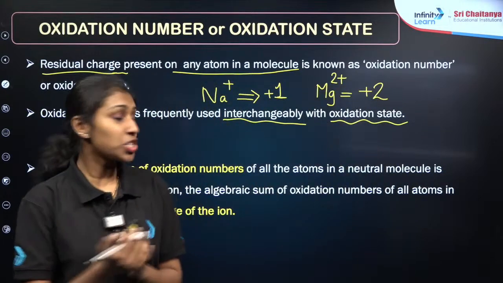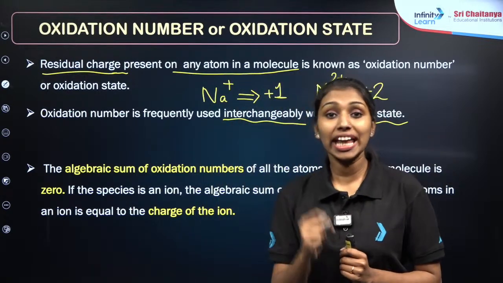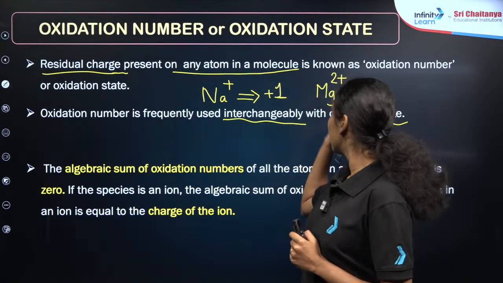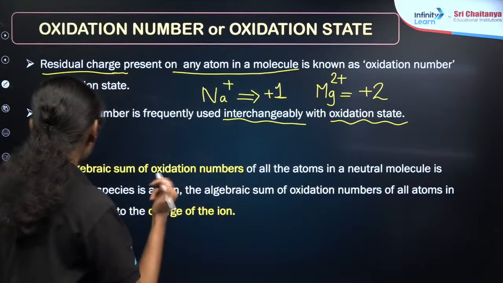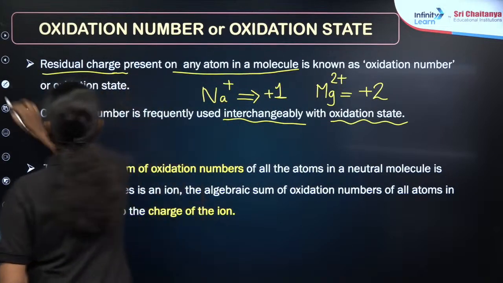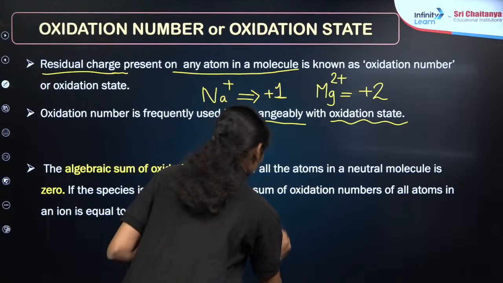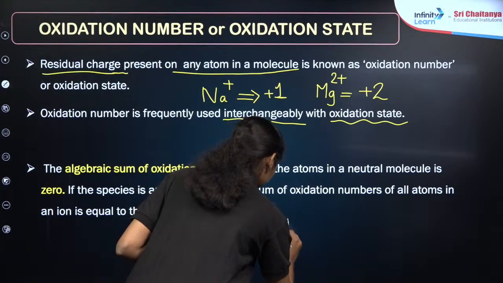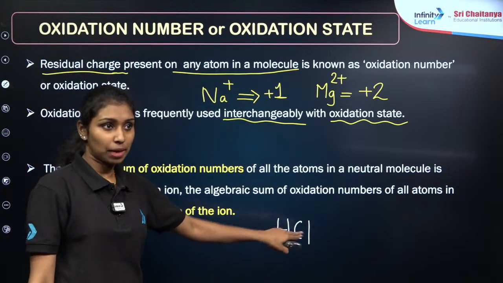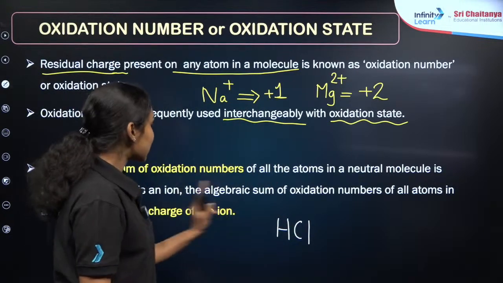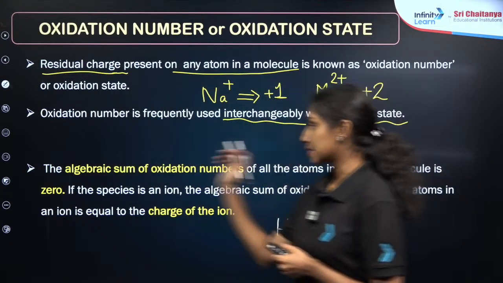Now, I have already mentioned that the residual charge or formal charge present on any atom in a molecule is termed its oxidation number or oxidation state. If I give a molecule, for example, the HCl molecule, how can we calculate the oxidation number? That is discussed here.